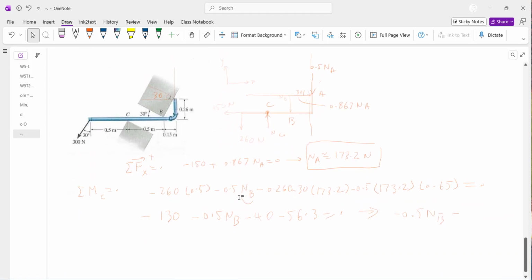Okay, net rotation about point C is equal to 0. Yeah, okay, so the problem is that 130 times half, it's not a negative rotation, that's a positive rotation. That's the mistake I made. Sorry about that. Now it makes more sense.